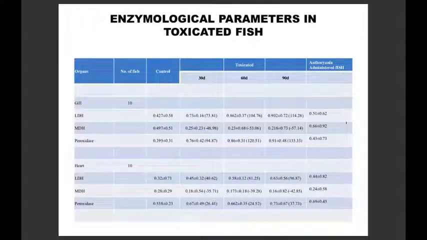If we compare the LDH in control fish after 90 days, which was 0.427, and after administration of anthocyanin, it was 0.51. So we observed that after administration of anthocyanin, it was very near to the control fish. The protein profiling, next.